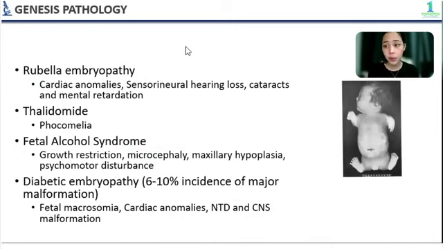Example is rubella embryopathy. Remember natin yung mnemonics natin, no? It's eye, heart, ruby, earrings. Eye kasi meron tayong eye defects like cataract. Heart kasi meron mga cardiac anomalies like PDA. Ruby for rubella, and earrings kasi pwedeng magkaroon ng sensorineural hearing loss. Thalidomide, previously used as a tranquilizer in Europe, but it's associated with high incidence of limb malformation like phocomelia. Fetal alcohol syndrome, yung characteristic facies na discuss natin kanina, and in diabetic embryopathy, it may lead to fetal macrosomia, cardiac anomalies, neural tube defects, and other CNS malformation.